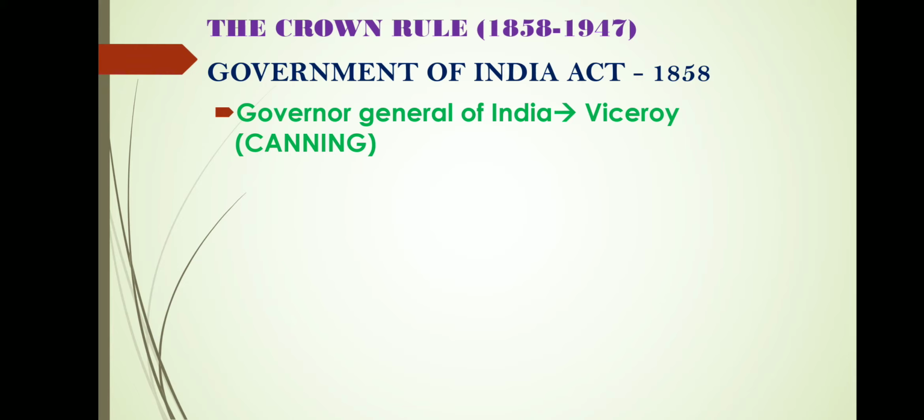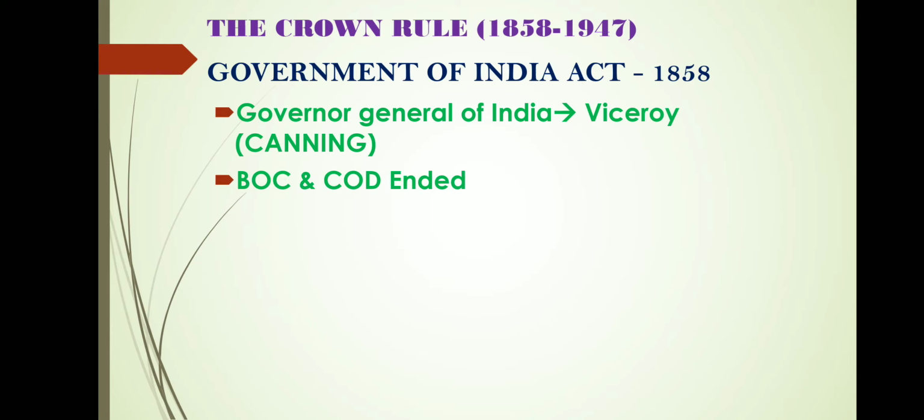So in 1833, the Governor General of Bengal was converted into Governor General of India. In the 1858 Act, the Governor General of India was renamed as Viceroy. The first Indian Viceroy was Lord Canning. So Lord Canning thus became the first Viceroy of India.